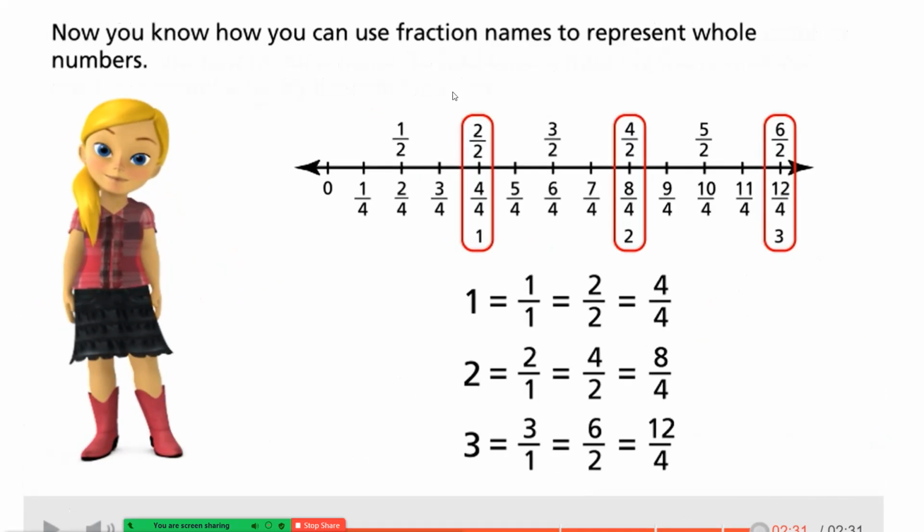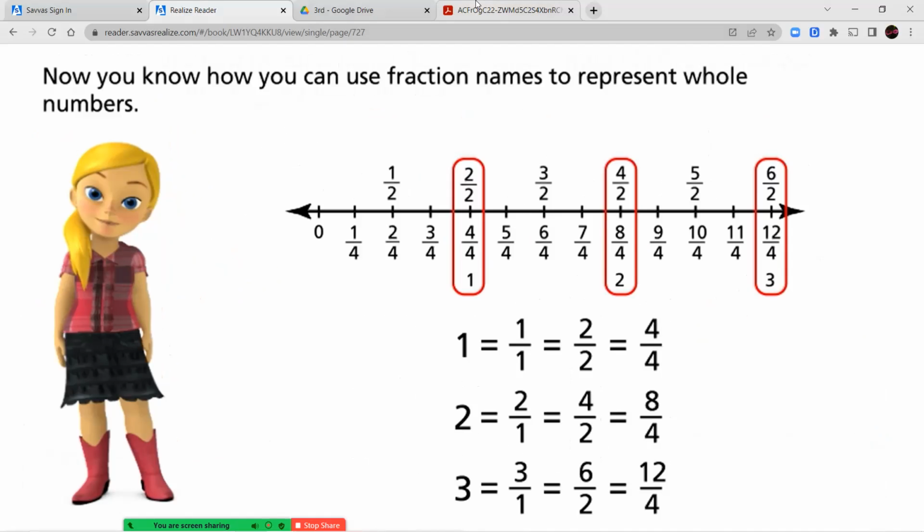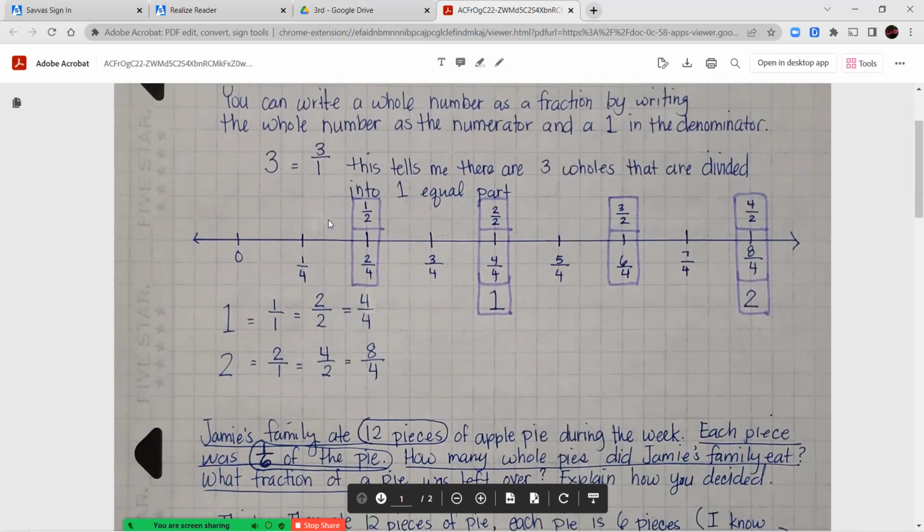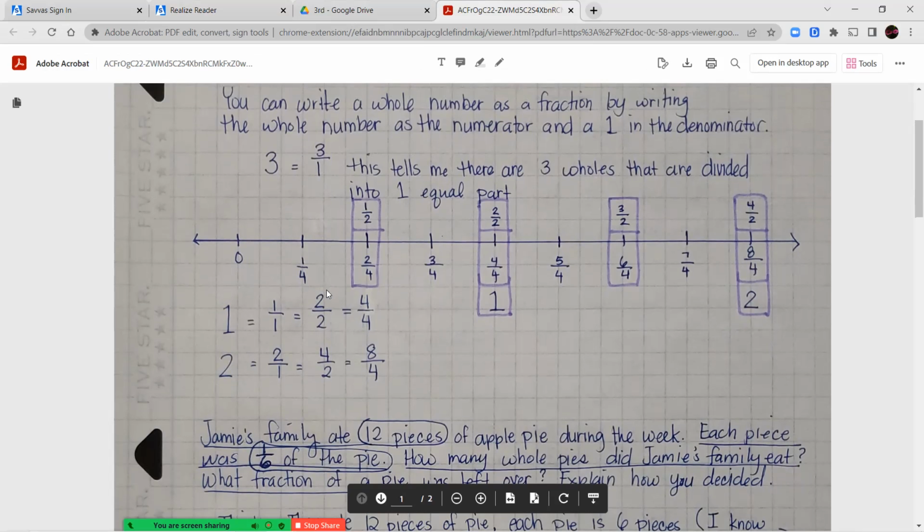All right, let's go ahead and jump into our notes and our guided practice, and we'll talk some more about naming wholes using their fraction names. So you can write a whole number as a fraction by writing the whole number as the numerator and 1 as the denominator. Now, we know that 1 whole can also be written as anytime you have the same number in the numerator and the denominator, that equals 1 whole.